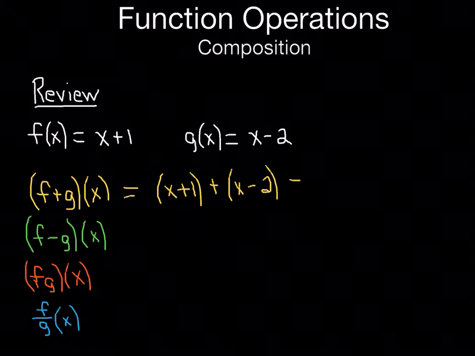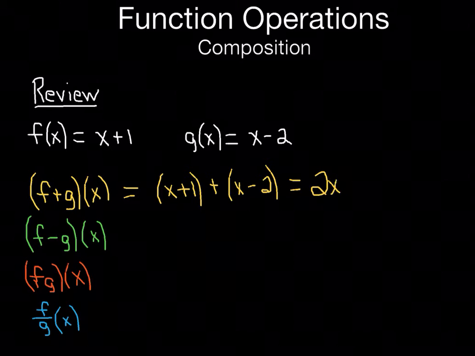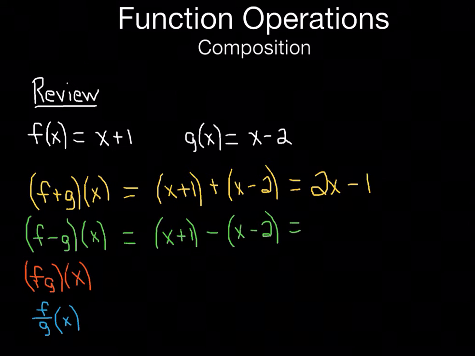And then you just try to combine any like terms, so x plus x is 2x, and then 1 plus negative 2 is negative 1. So you just get 2x minus 1. Now, when you subtract, you're doing the same thing. You're just saying it's going to be x plus 1 minus x minus 2, and then you just subtract. So x minus x is 0x, and 1 minus negative 2. 1 minus a negative is actually 1 plus a positive. So the answer to this one would just be 3. 1 plus 2 is 3.